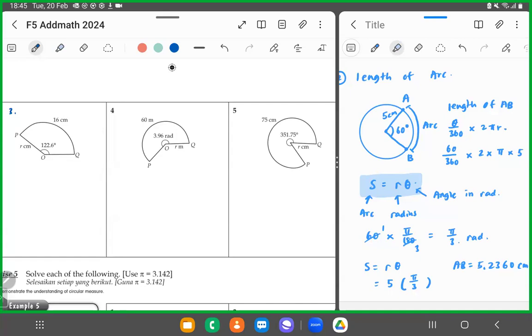Your answer can be in decimal or fraction, up to you, unless the question says a specific format, then you have to follow it.